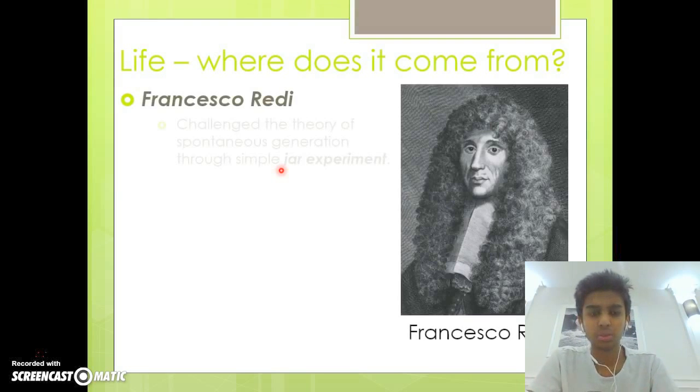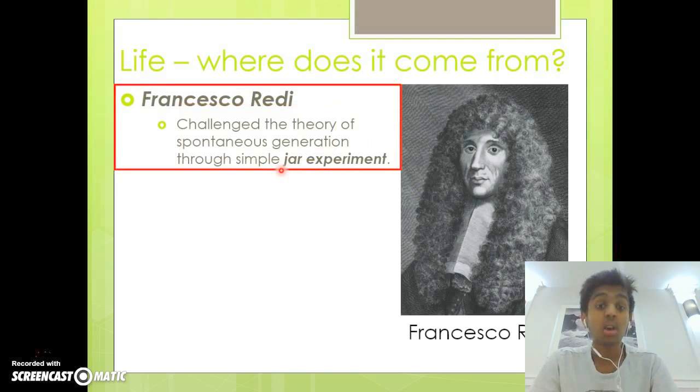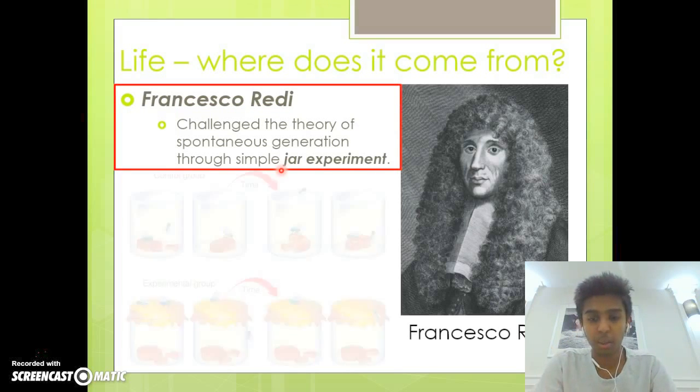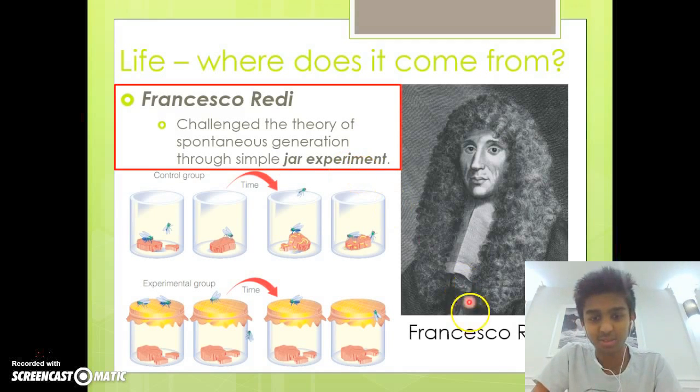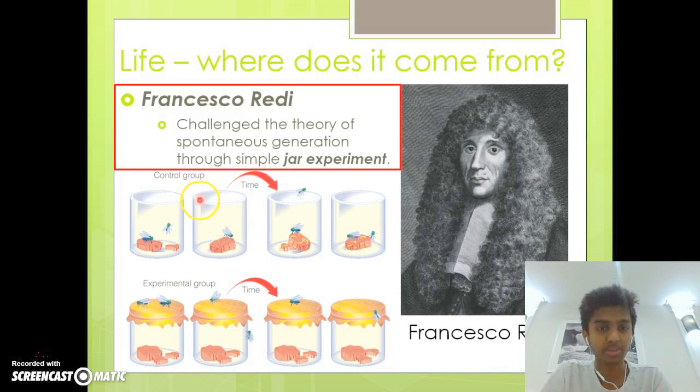Now, this was further questioned by Francesco Redi. He challenged the theory of spontaneous generation through a simple jar experiment. This is what he did. He was ready to challenge it. Francesco Redi. So his first aspect was he had a control group. He literally had rotting meat left inside a jar and it was left open.